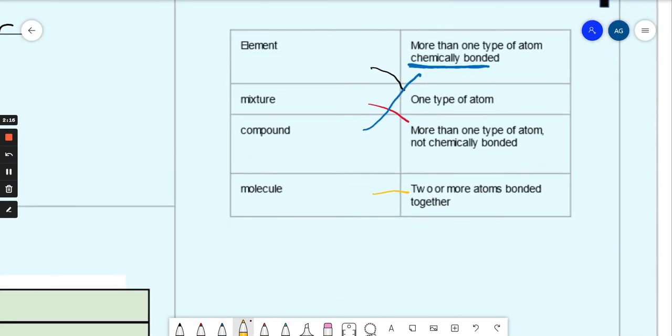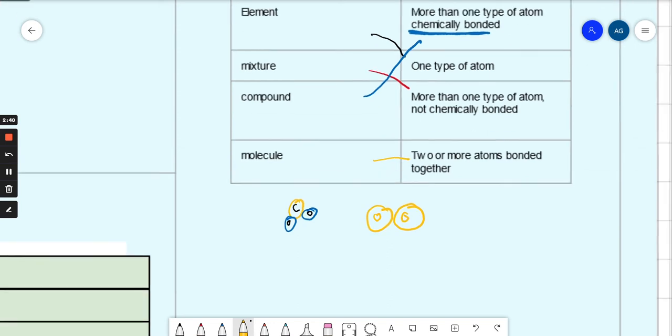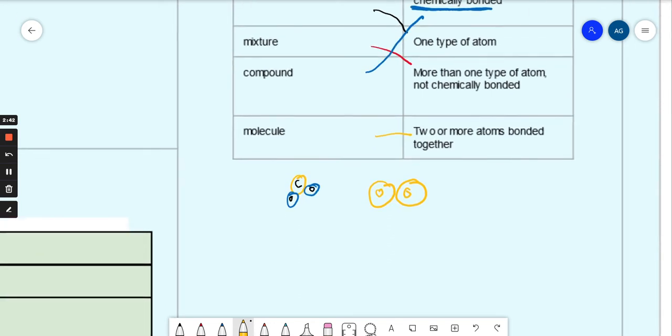So that can either be, like a compound, two different types, such as carbon dioxide, or you could have it such as oxygen, where you have two of the same type of atom bonded together. Two oxygen atoms there, making an oxygen molecule.